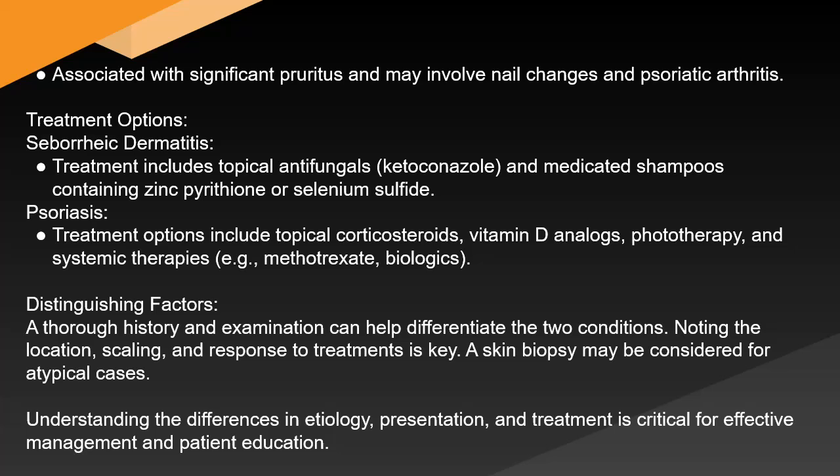Treatment options: seborrheic dermatitis treatment includes topical antifungals, ketoconazole, and medicated shampoos containing zinc pyrithione or selenium sulfide. Psoriasis treatment options include topical corticosteroids, vitamin D analogs, phototherapy, and systemic therapies, e.g., methotrexate, biologics. Distinguishing factors: a thorough history and examination can help differentiate the two conditions. Noting the location, scaling, and response to treatments is key. A skin biopsy may be considered for atypical cases. Understanding the differences in etiology, presentation, and treatment is critical for effective management and patient education.